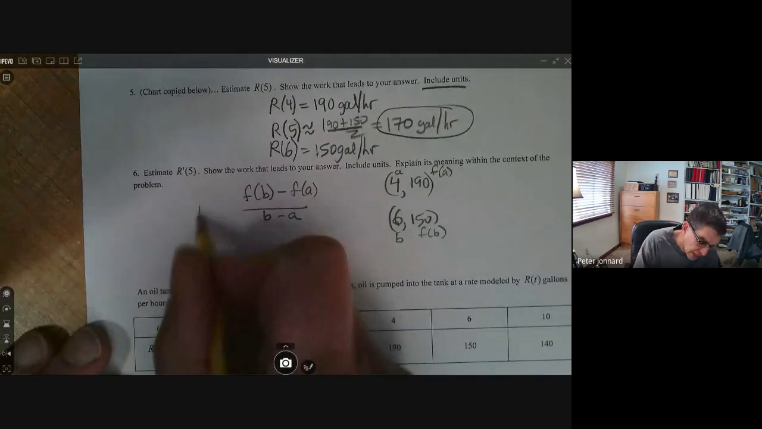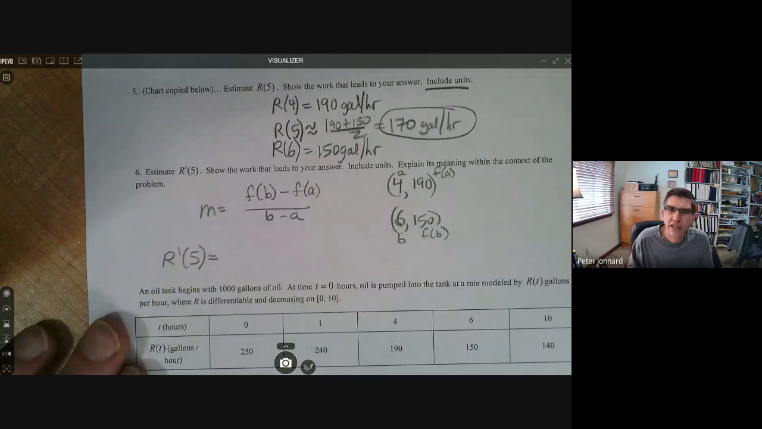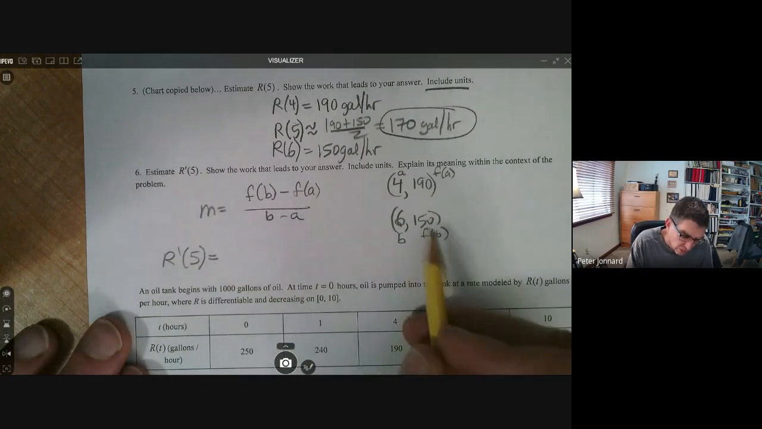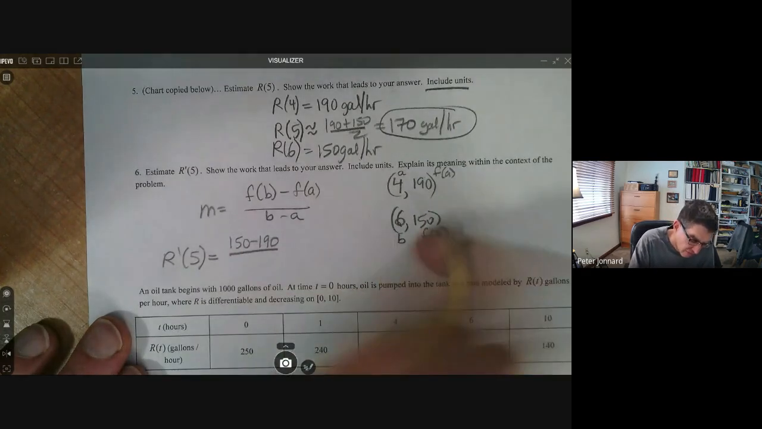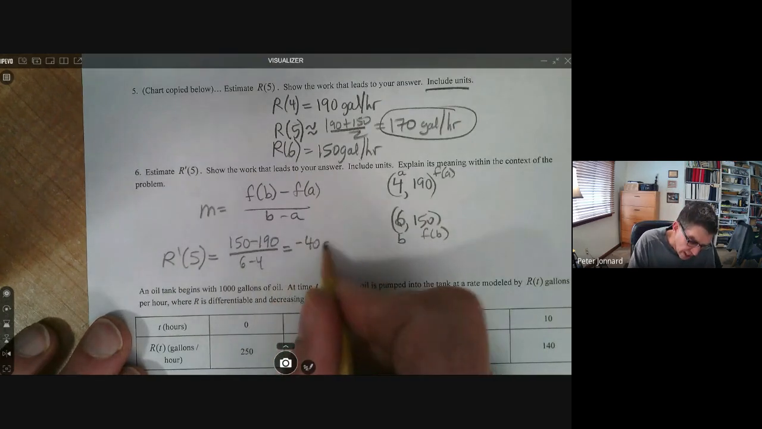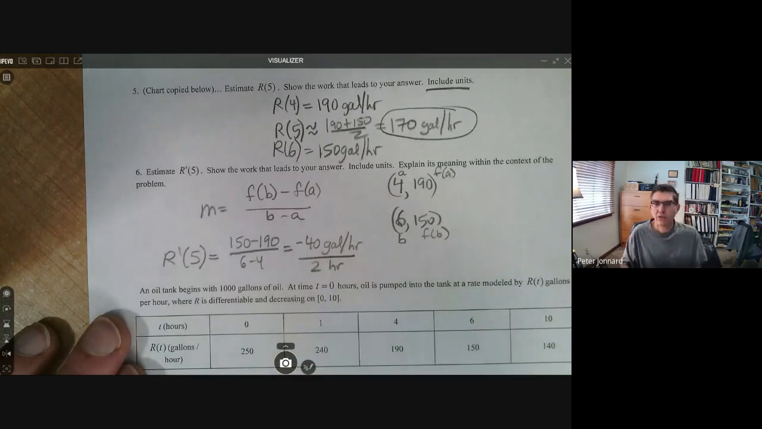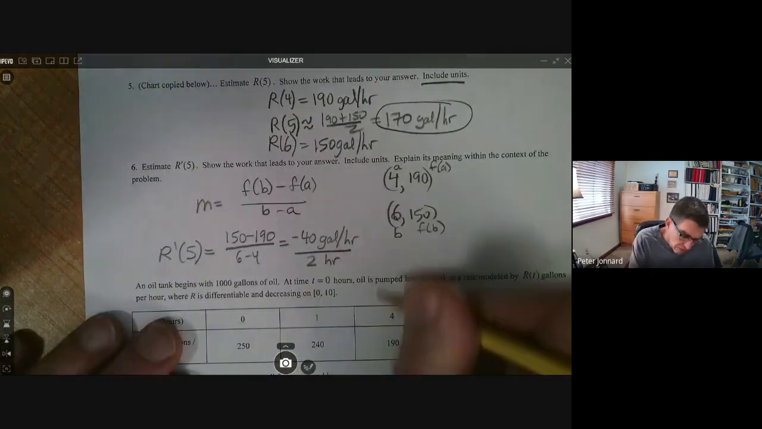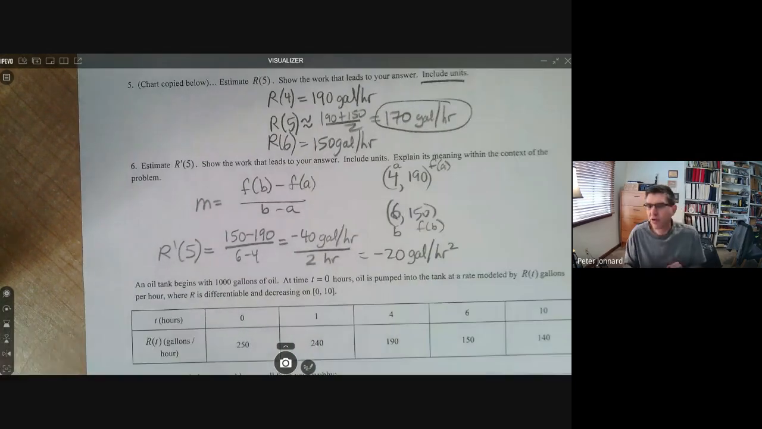And so basically, for R prime of 5, our best estimate for the slope of that segment is to do f of B minus f of A. So 150 minus 190 over 6 minus 4. Okay, and this is in gallons per hour. So this would be minus 40 gallons per hour over 2 hours. Those units do not cancel out. You end up with minus 20 gallons per hour squared. That's a perfectly acceptable way of writing it. You could also say minus 20 gallons per hour per hour, okay?